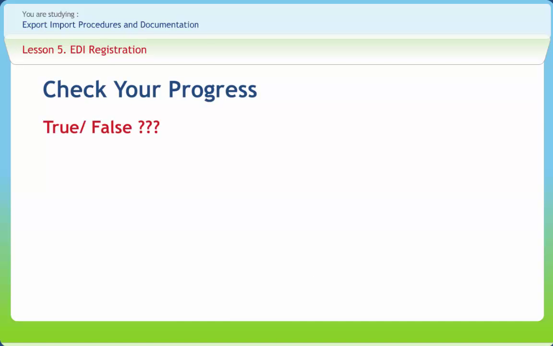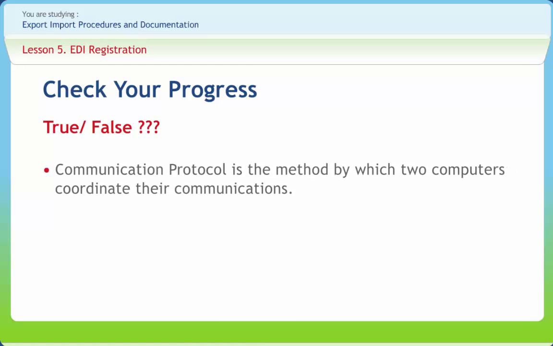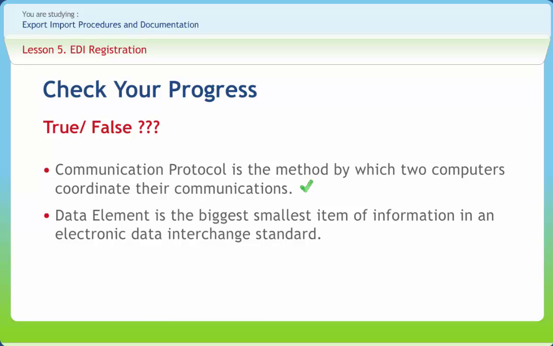Now let us check our progress by finding out if the given statements are right or wrong. Communication protocol is the method by which two computers coordinate their communication. Right or wrong? Right. Data element is the biggest, smallest item of information in an electronic data interchange standard. Right or wrong? Wrong. EDI stands for Electronic Data Industry. Right or wrong? Wrong.